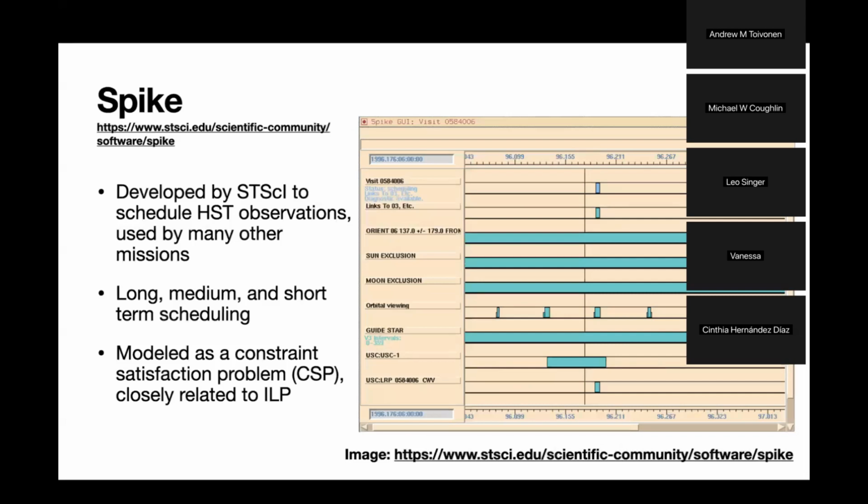There are a bunch of approaches out there that people have developed that actually solve this kind of problem in a pretty routine manner. So Spike is the scheduler that was developed for the Hubble Space Telescope, and it uses an approach called constraint satisfaction or constraint programming, which is actually closely related to the technique that I'm going to teach you in this talk.